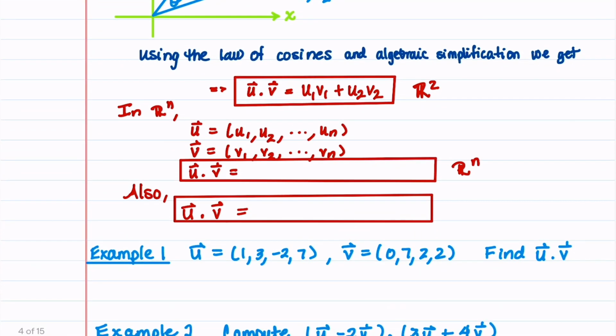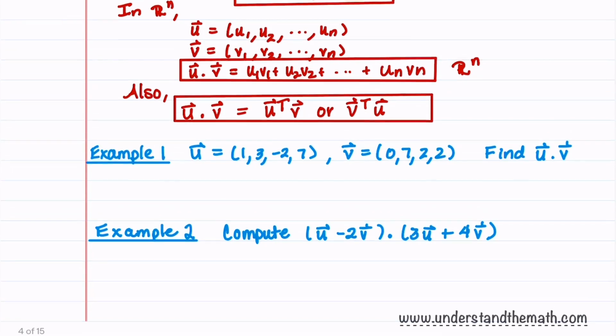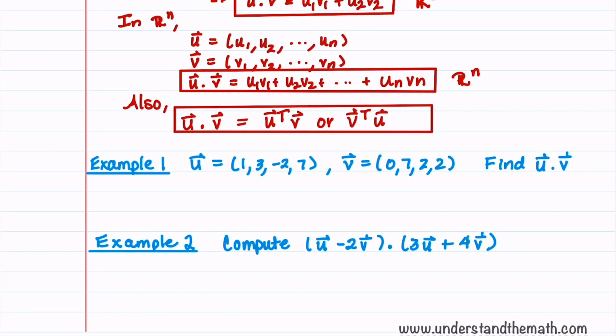We extend that concept for vectors in Rn, and our formula looks like this: u1 v1 plus u2 v2, all the way up through un vn. There's a couple of other ways to write this. Since u and v are vectors, we can say that u dot v is the same as u transpose v or v transpose u. Let's now look at two examples where we're going to use this version of the dot product.